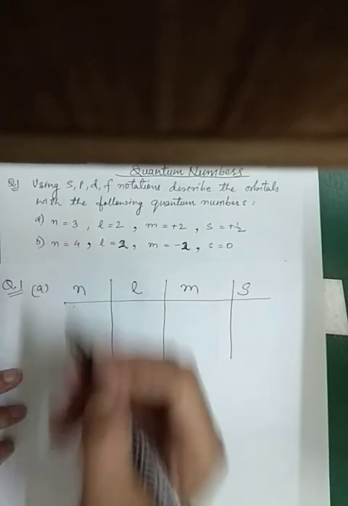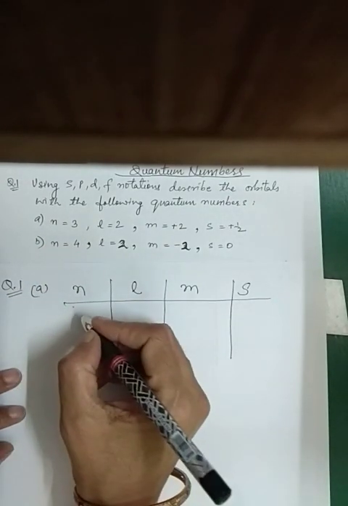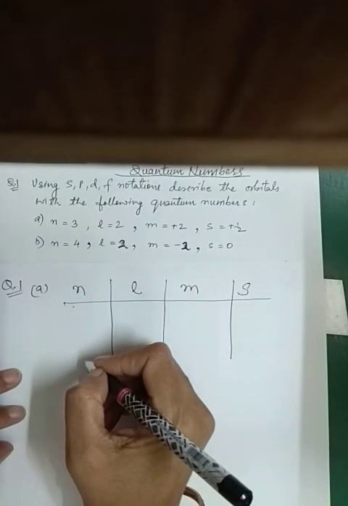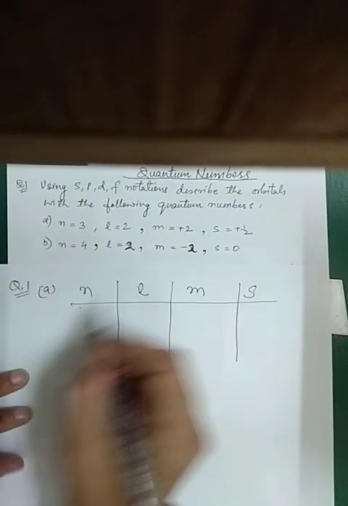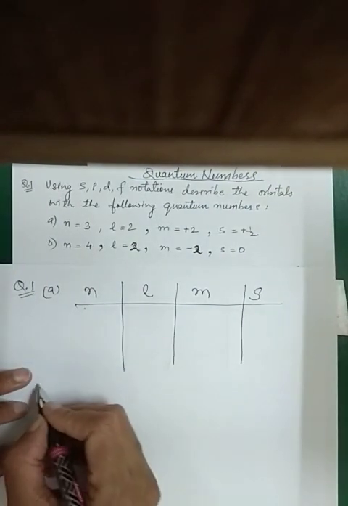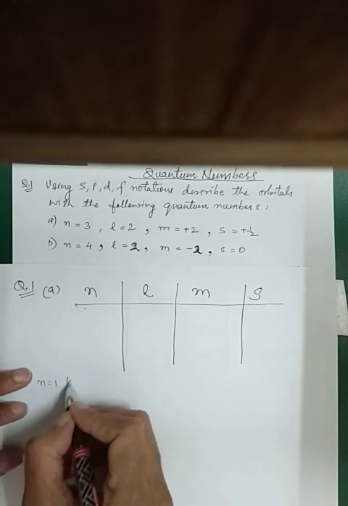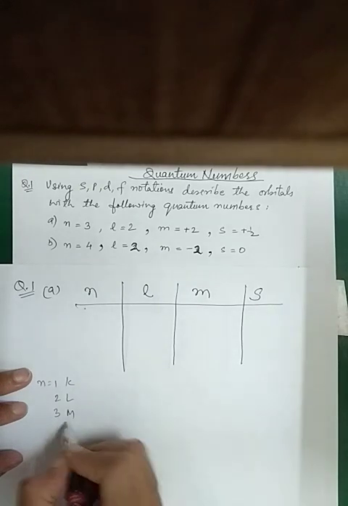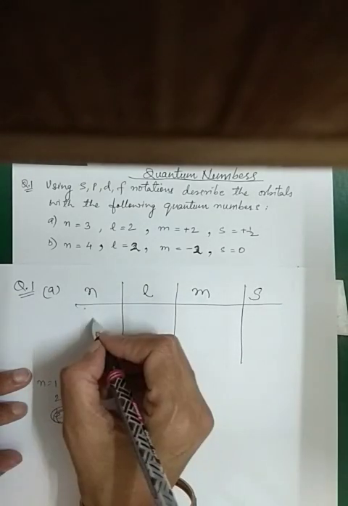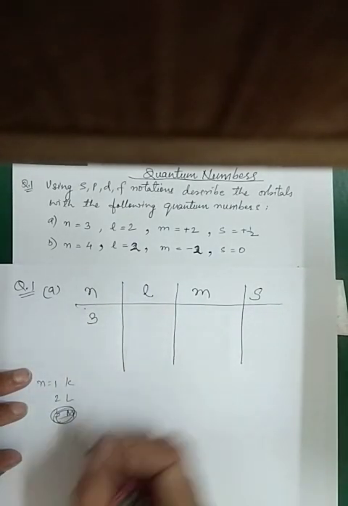N is 3 in this case. You know N can be 1, 2, 3. So over here the N value is given as 3. N can be 1, that means K shell, 2 means L shell, 3 means M shell. So here we are talking about the M shell.